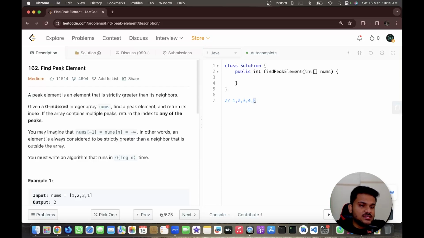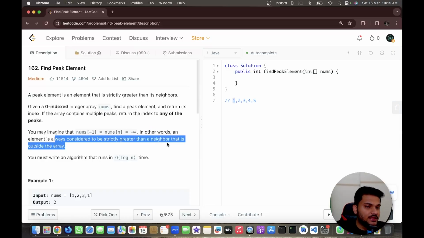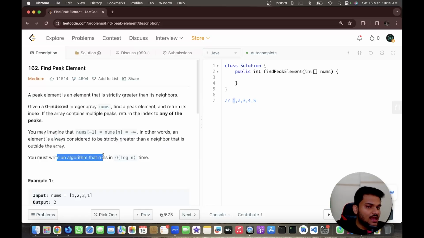So what they are suggesting is that you can expect that after the last element of the array, you have minus infinity, and before the first element of the array, you have minus infinity. In other words, an element is always considered to be strictly greater than a neighbor that is outside the array. You must write an algorithm that can find it in log of n time.